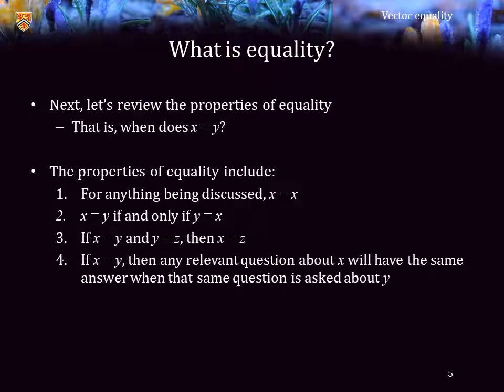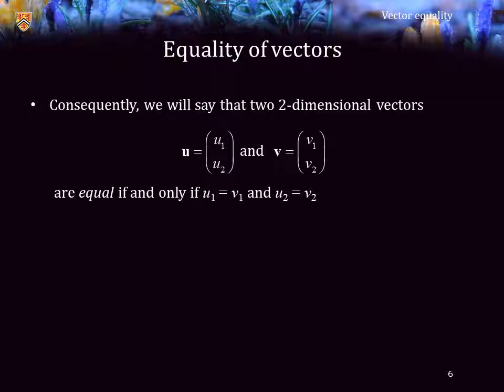Now finally, here's an interesting one. If x equals y, then any relevant question about x will have the same answer when that same question is asked about y. Okay, so given these properties of equality, let's actually look at a definition of equality for two vectors. Let's say we have two two-dimensional vectors u and v. We will say that u equals v if and only if the first two entries are equal and simultaneously the second two entries are equal.